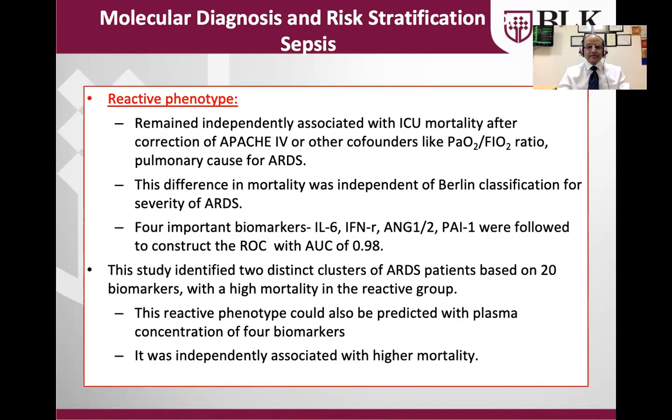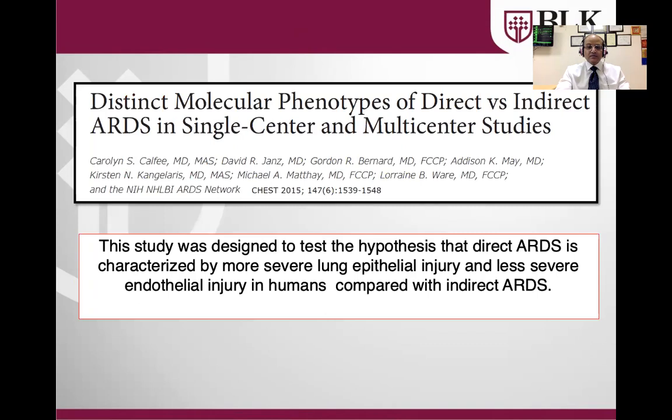The reactive phenotype remained independently associated with ICU mortality after correction for APACHE IV or confounders like PF ratio and pulmonary cause of ARDS. This difference in mortality was independent of the Berlin classification for severity of ARDS. They constructed another ROC curve, and they found that the accuracy, area under the curve, was 0.98, so highly accurate. So they could identify two distinct clusters with a high mortality in the reactive group. If the patient belonged to the reactive phenotype, this was independently associated with higher mortality.